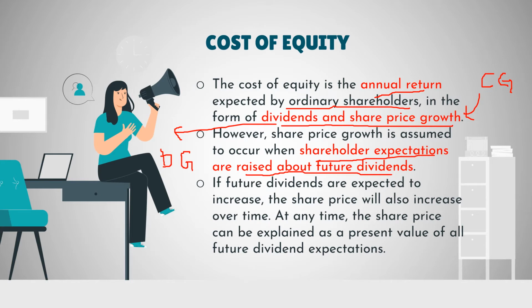So, if future dividends are expected to increase, the share price will also increase over time. At any time, the share price will be explained as a present value of all future dividend expectation. So, maksud dia sama lah. Kalau future dividend expect increase, the share price also akan increase lah. Sebab because of new information, dividend naik, so the share price akan naik lah sebab good news. Ni yang kita dah belajar dalam EMH.